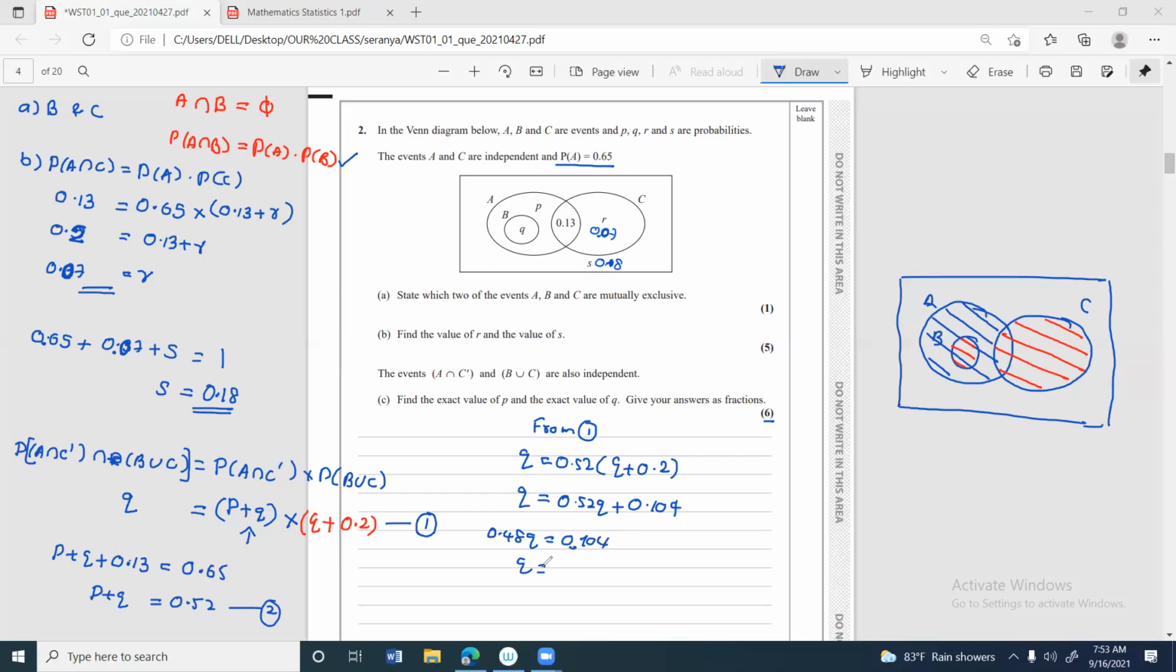Divided by 0.48, that is 13 over 60. Then we can get the P value from equation 2. P plus Q, with Q being 13 over 60, is equal to 0.52. And you can get the answer: 0.52 minus 13 over 60 is 91 over 300. That is the final answer for P and Q, so that is the final answer for this question.